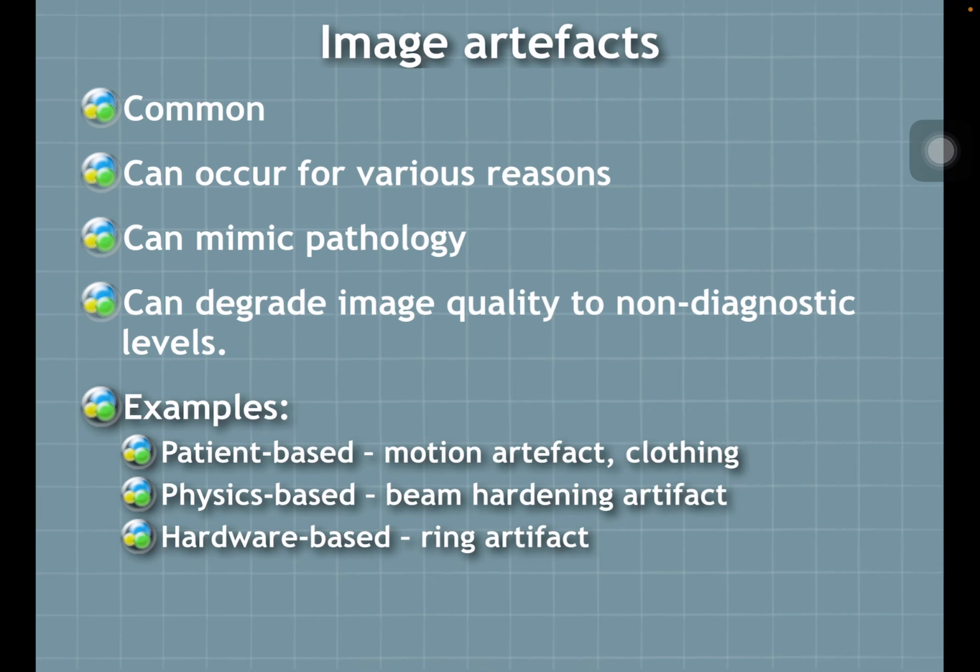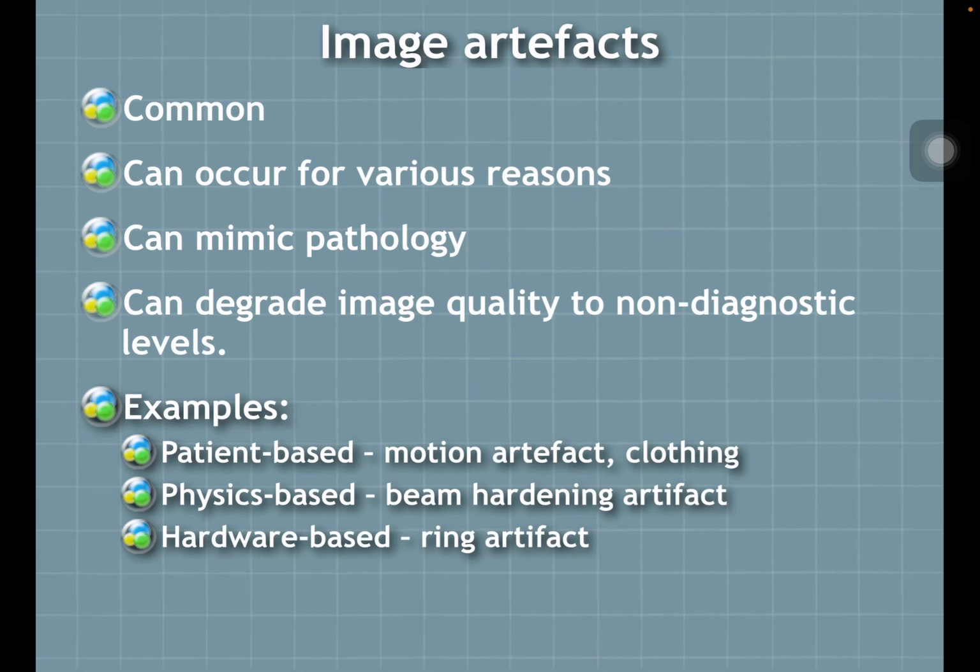We also need to know there are artifacts in CT imaging. An artifact is an appearance or feature seen on an image which does not actually exist. It is common and occurs in all modalities, for example X-ray, CT scan, ultrasound, and MRI. Of course it can mimic pathology, and it occurs for various reasons. It can degrade the image quality to a non-diagnostic level, and it can mislead our diagnosis.